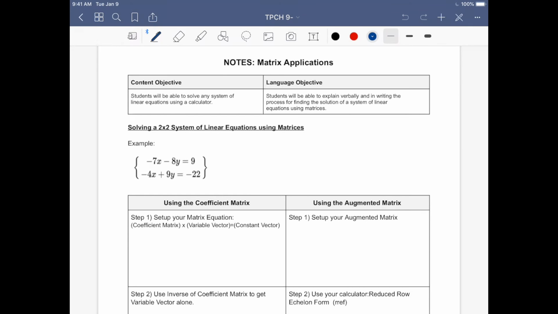Welcome to our notes on matrix applications. Students will be able to solve any system of linear equations using a calculator. And students will be able to explain verbally and in writing the process for finding the solution of a system of linear equations using matrices.